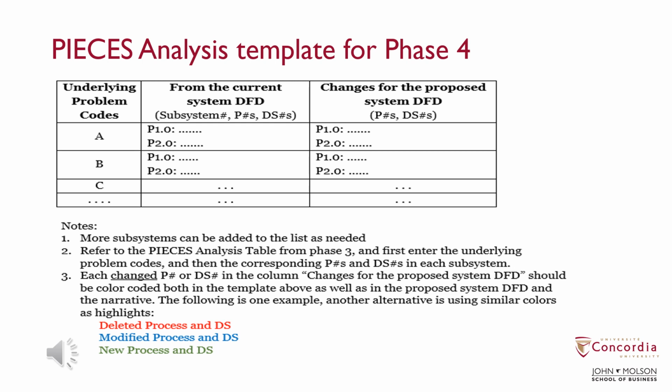In the third column, you identify the changes you're proposing to the processes and the data stores by color coding them. You may use your own color coding scheme as long as you define them, just like we did. You then need to verify the correspondence of columns 2 and 3 to ensure that all initial problems you identified in column 2 are addressed in the proposed changes column, the last one.